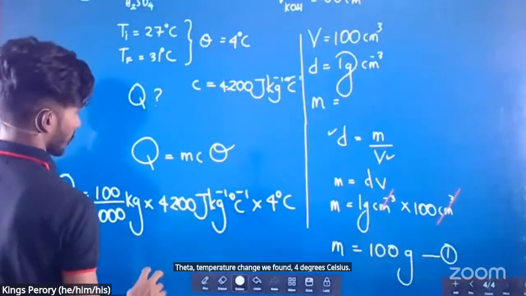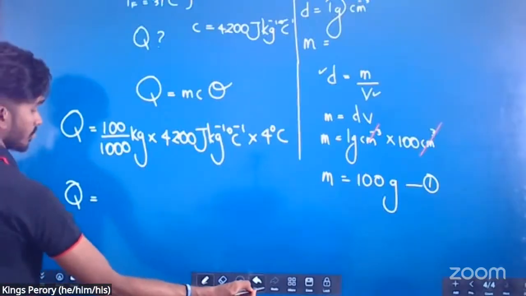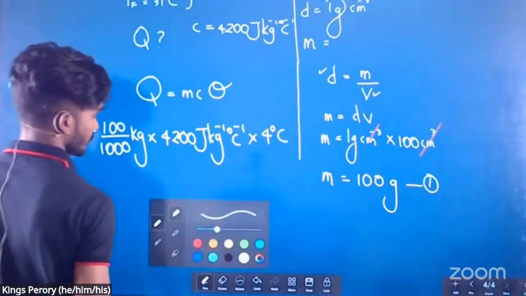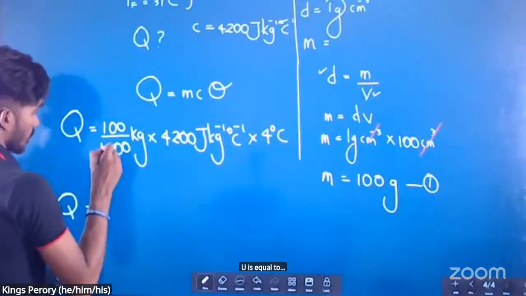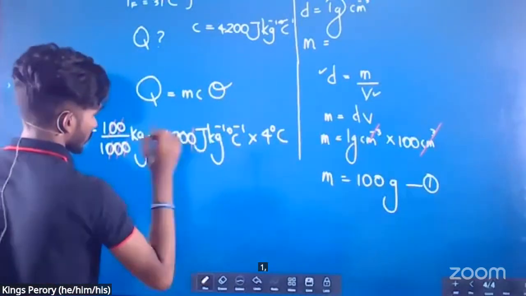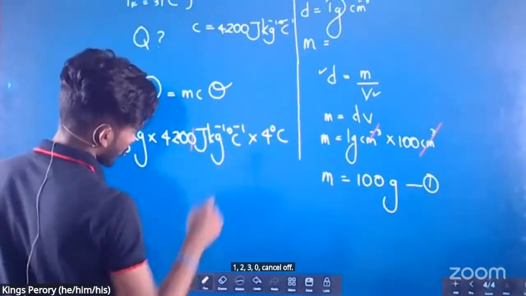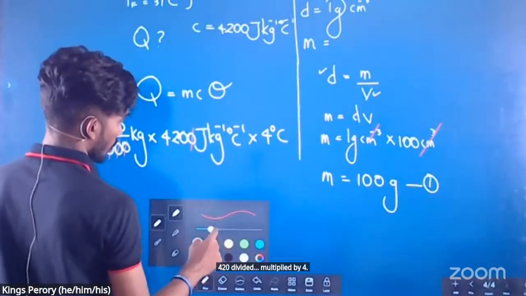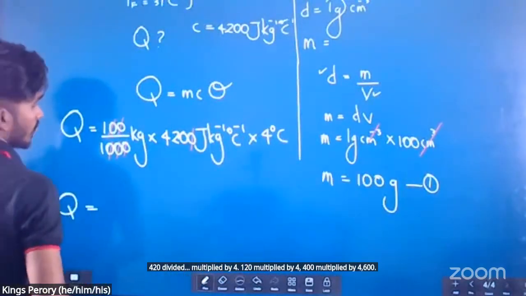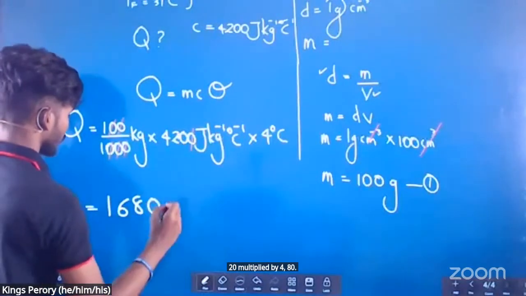Now maths. Q is equal to 100 over 1000, the zeros cancel off. 420 multiplied by 4. 400 multiplied by 4, 1600. 20 multiplied by 4, 80. 1680 joules.